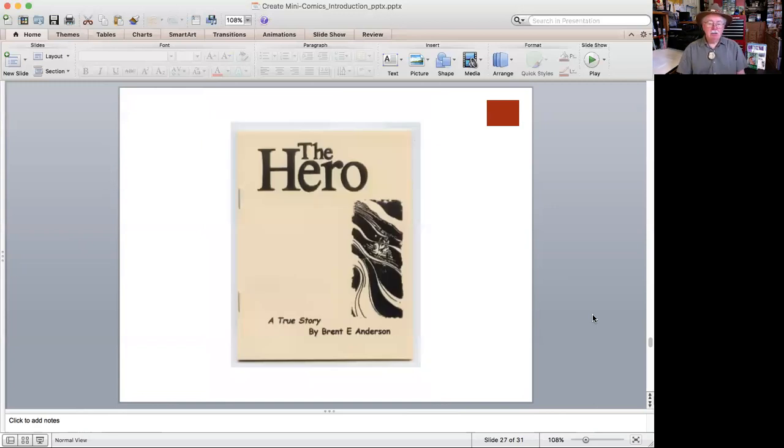Well, this led to what I call my first mini comic. This is based on a true story that happened to me when I was 9 years old on a fishing trip with my father, and it's called The Hero. And I really love making mini comics.